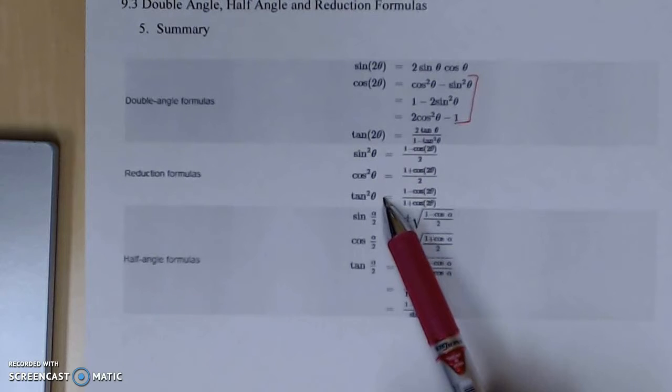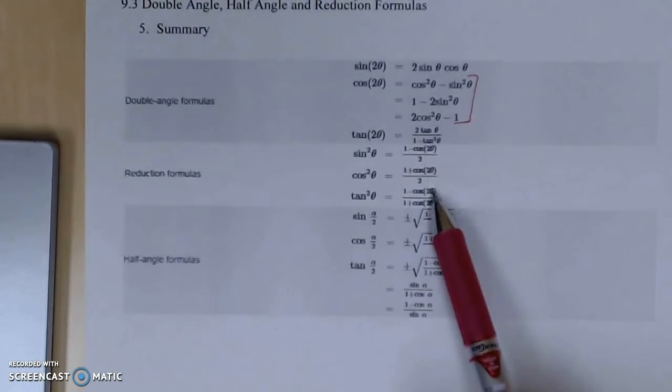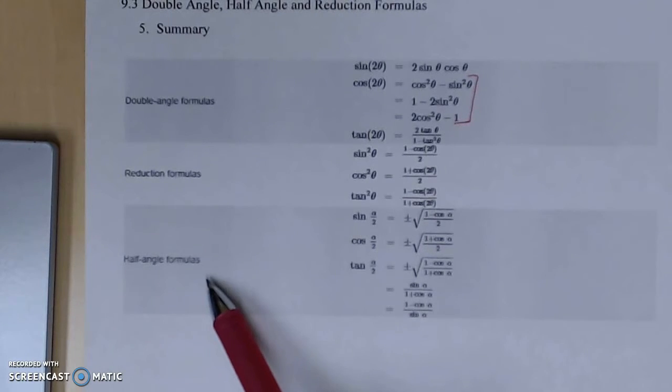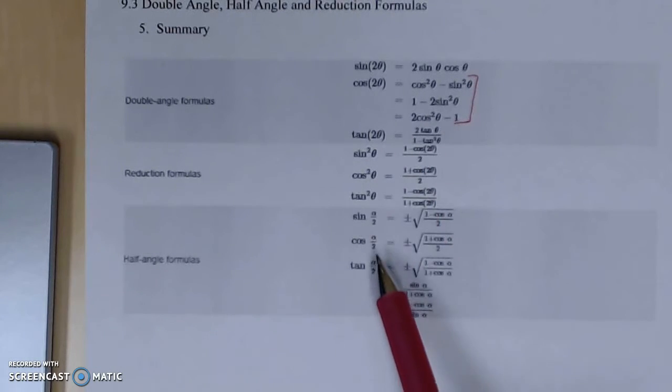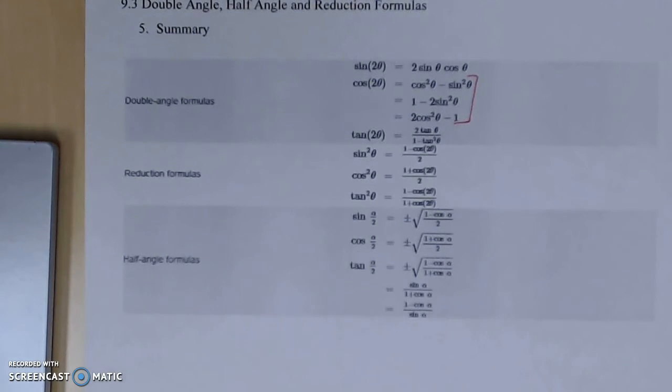Now we move into our reduction formulas, and they help us to reduce from a power into a power of 1. And then we've got our half angle formula, so 2 theta, theta, now we have alpha over 2, and it helps us to work with half angles, and such as the previous problem, work with what we have to create a half angle.